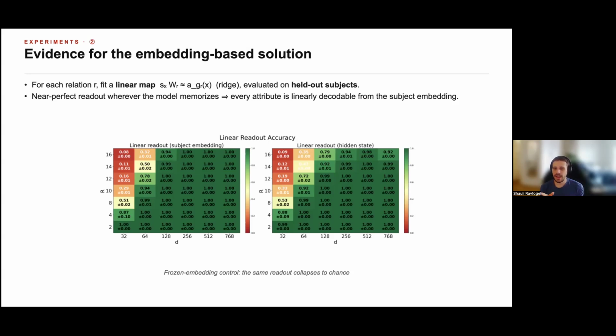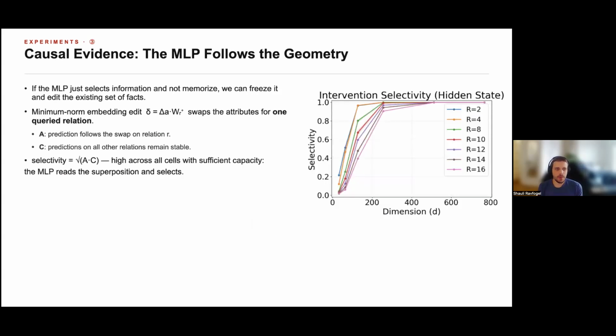And this is not the case with frozen embeddings. I don't show it here, but if we repeat the same experiment with frozen embeddings, we get almost random accuracy. So you cannot decode the answer. So this is one supporting piece of evidence. Any questions? Okay, so this is nice, but this is not enough.